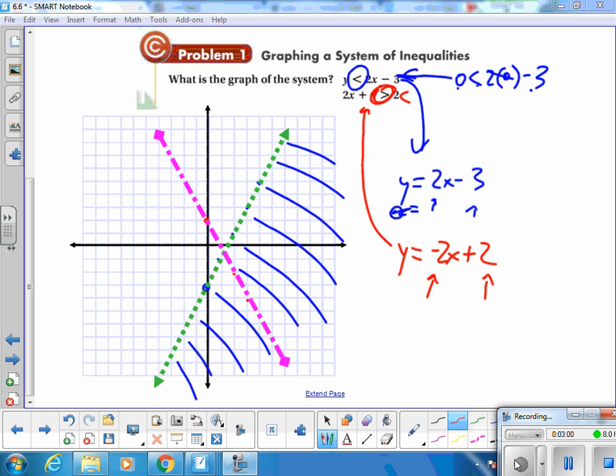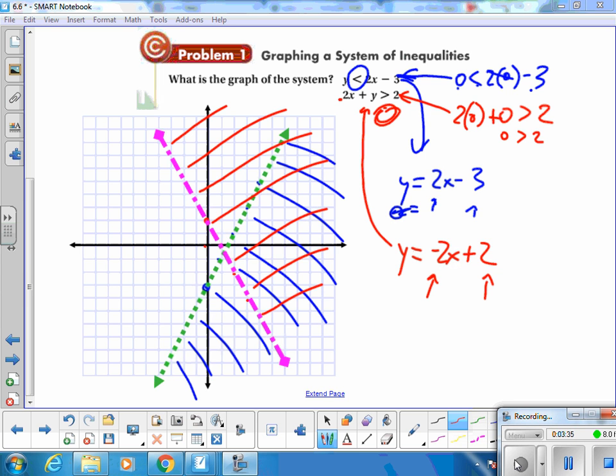I'm going to do the same with this inequality. 0 is greater than 2 times 0 plus 2. Let's see if that's a true statement. 2 times 0 is 0, plus 2 is 2. Is 0 greater than 2? That is not a true statement. So the point 0, 0 is not a solution to this inequality. Because 0, 0 is right here, the solutions reside up here on this side.